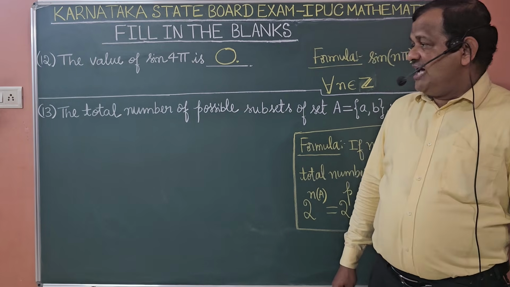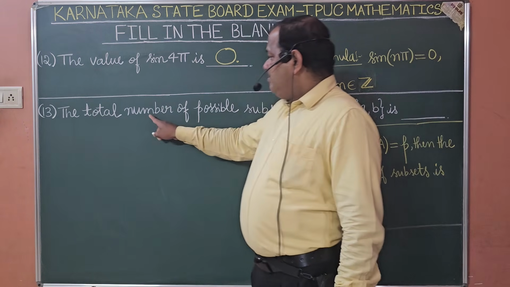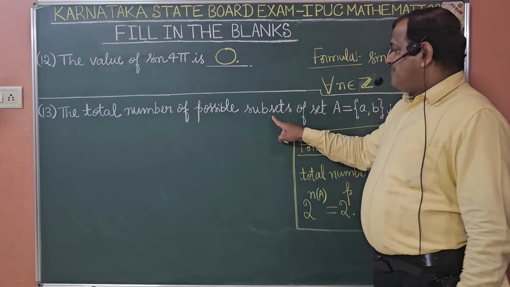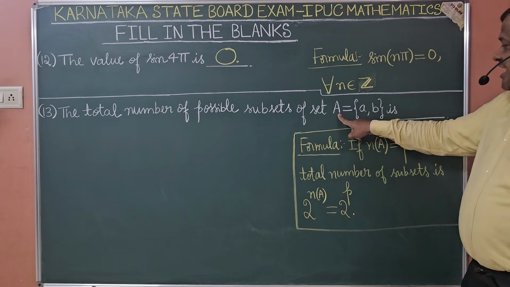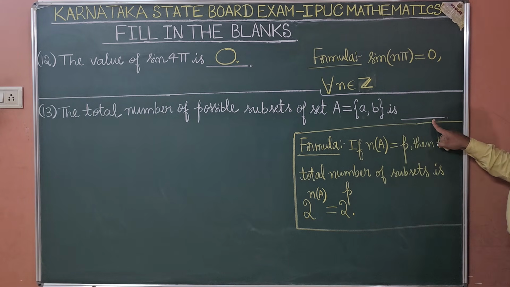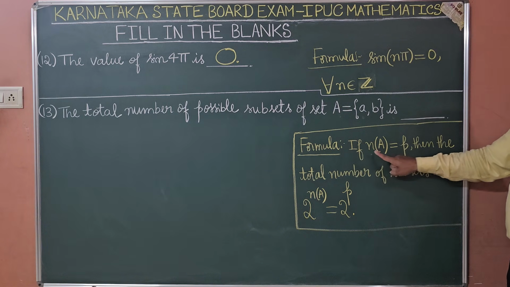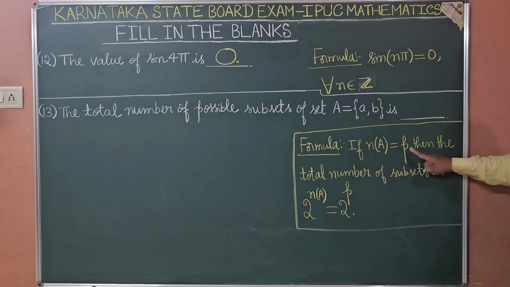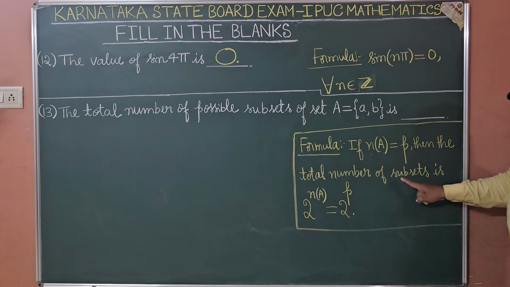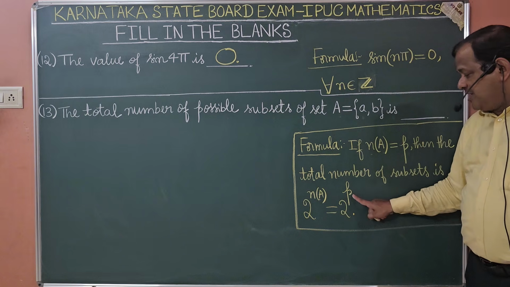13th fill in the blank from the chapter Sets. The total number of possible subsets of set A containing only 2 elements, a comma b, is dash. So here I have written the formula. If the number of elements in set A, that is n of A, is equal to say p, then the total number of subsets is 2 power n of A, 2 power p.